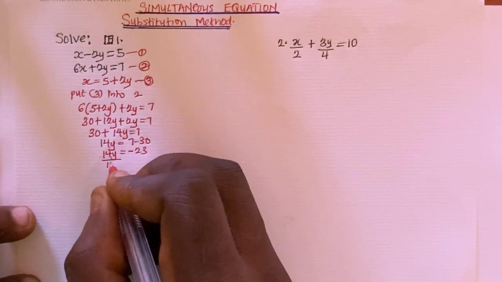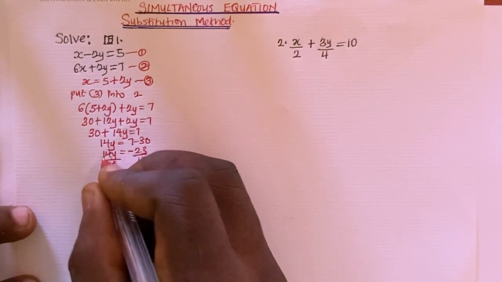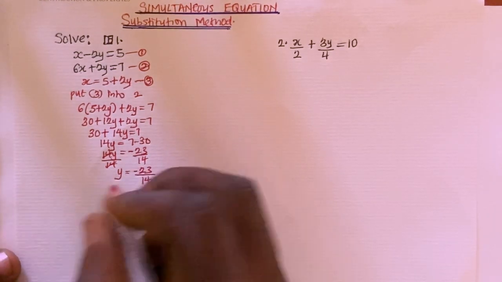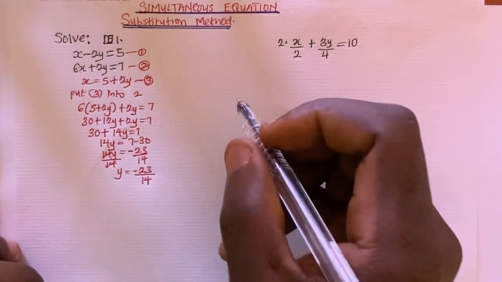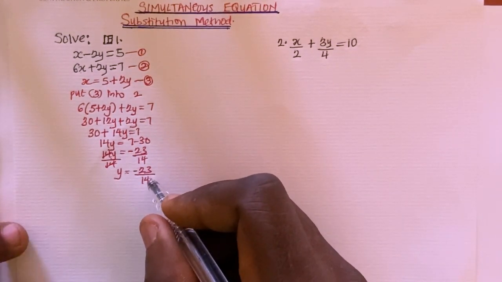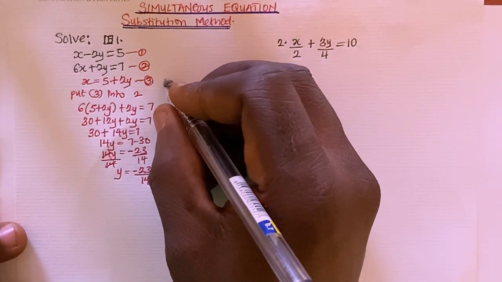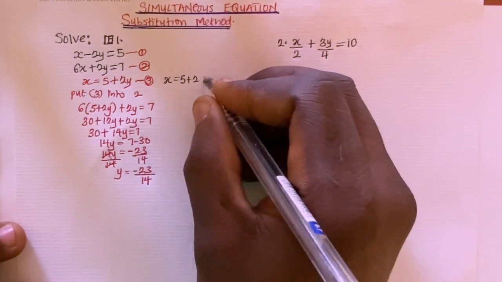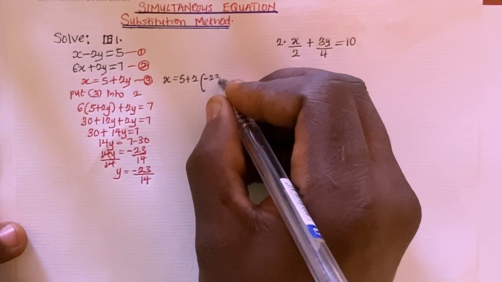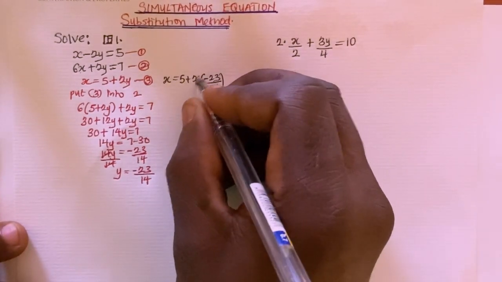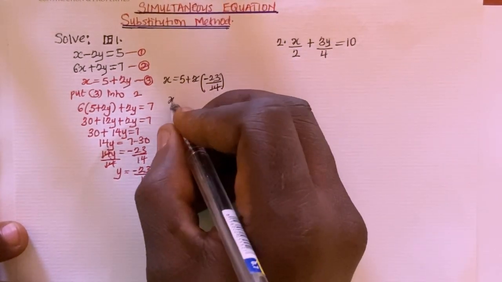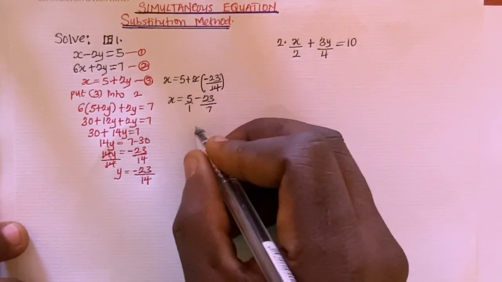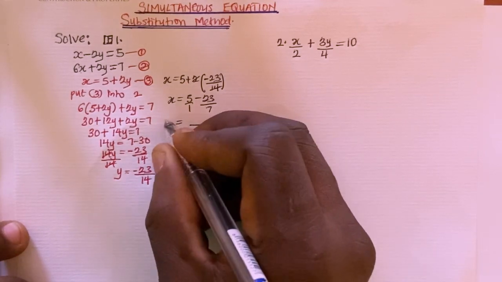Then I can just divide by 14. So in this case, y equals minus 23 divided by 14. After that, I can come back to equation 3, since y equals minus 23 divided by 14, and put the value of y here. I'm going to have x equals 5 plus 2 into brackets, my y, minus 23 divided by 14. So 2 goes into 14 seven times. I'm going to have x equals 5 minus 23 divided by 7.